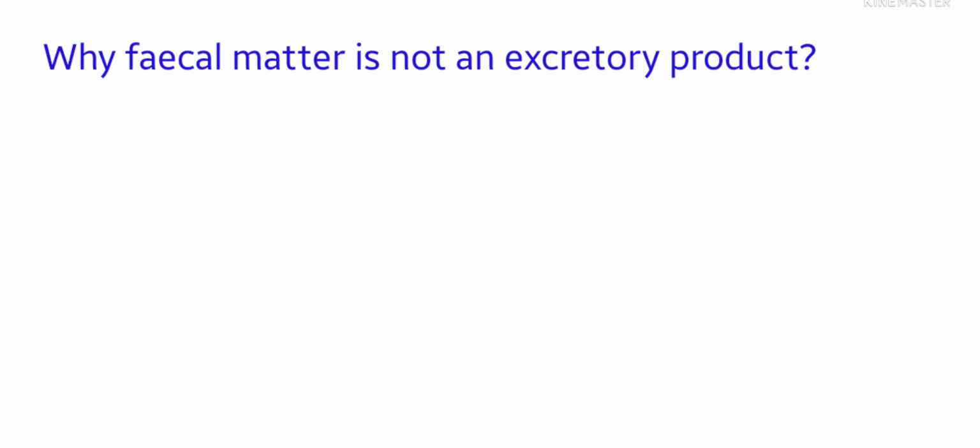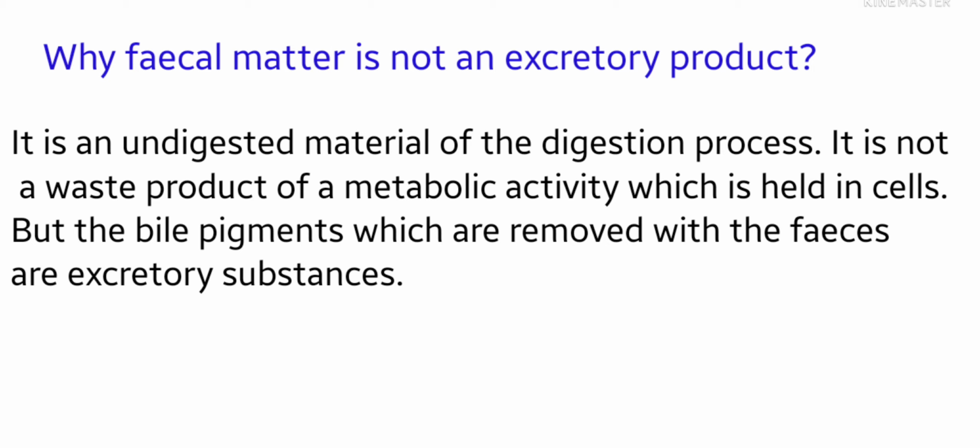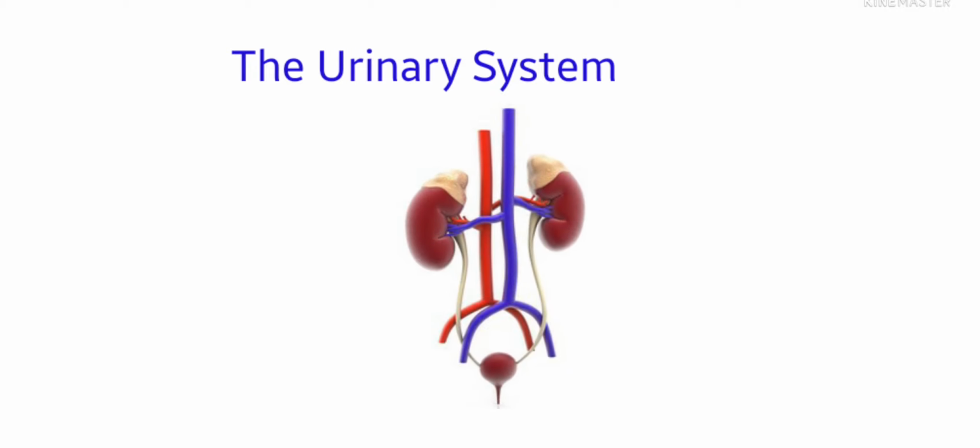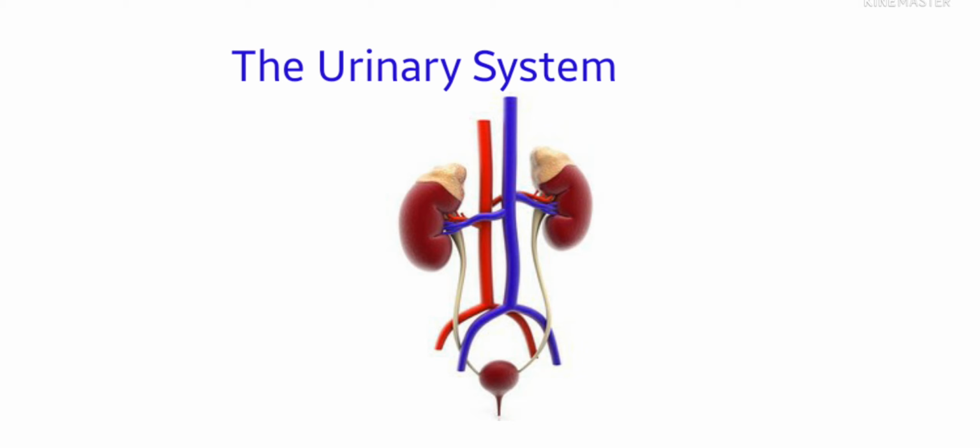We don't consider the fecal matter as an excretory product because it is an undigested solid part of food formed after the digestion process. It is not produced during metabolic reactions in the cells. Let's study the parts of the urinary system. It is the system with a pair of kidneys, a pair of ureters, a bladder and urethra.